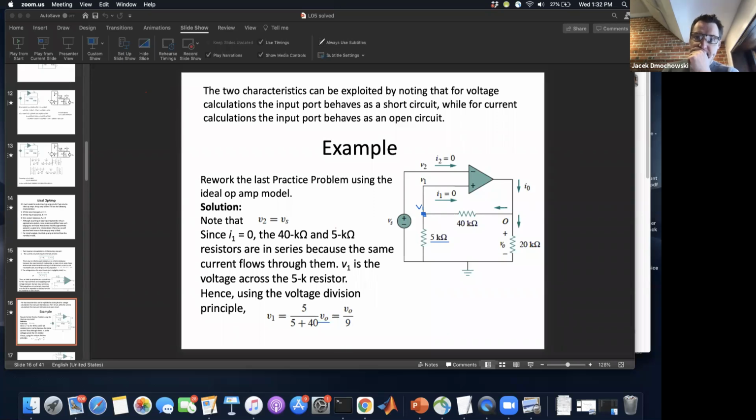So I'm going to stop here, and anyone who's unclear as to how we arrived at this equation, please feel free to jump in, unmute yourself and ask the question.